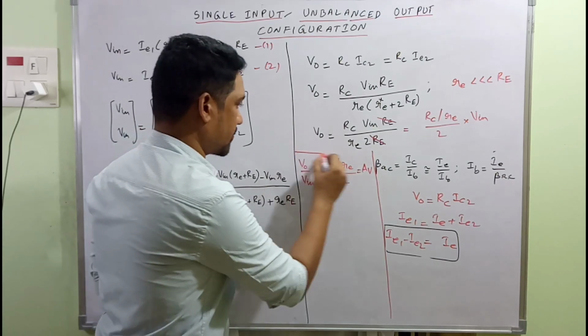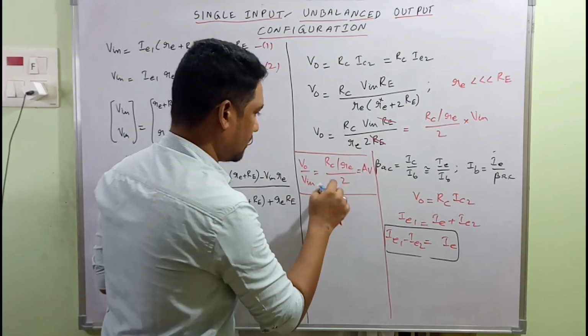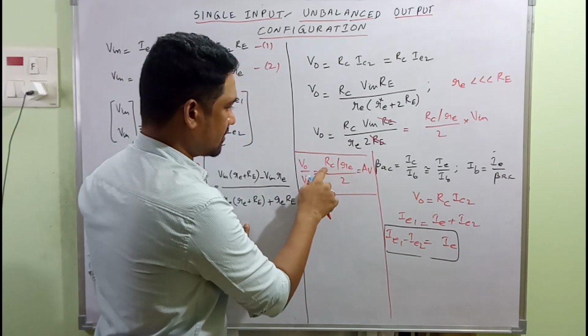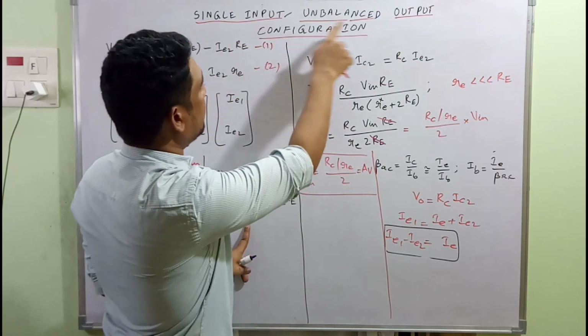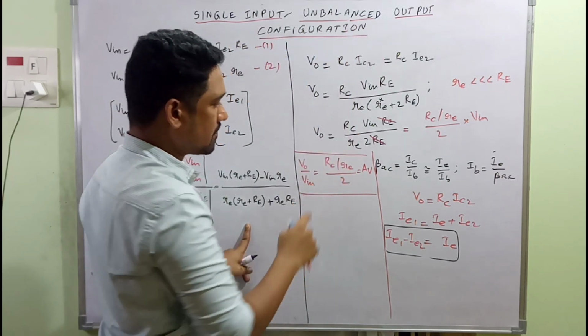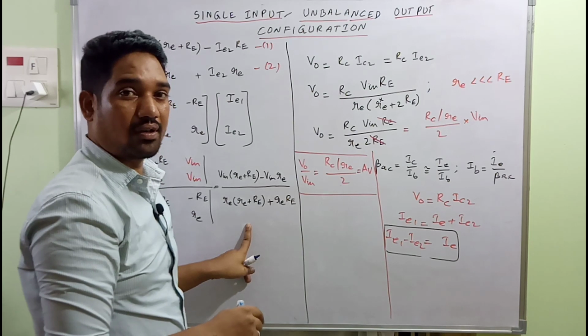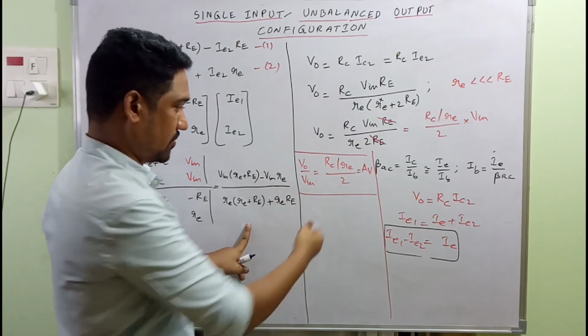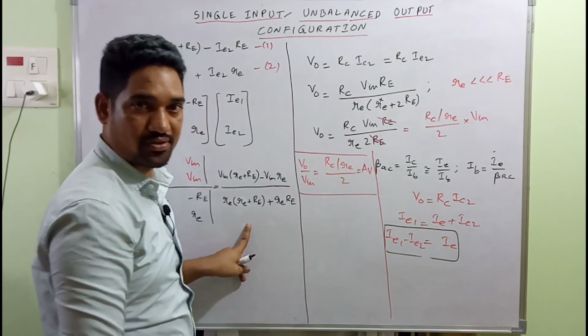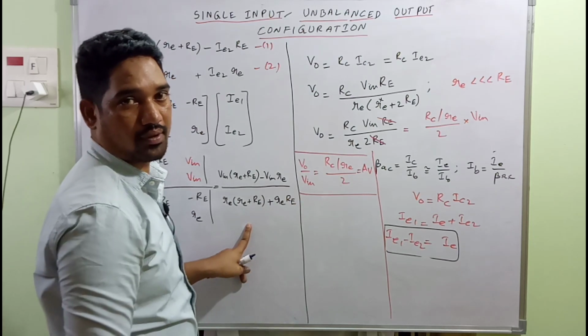This is the important expression. And can you see, I've written intentionally, the voltage gain of single input unbalanced output is half of the voltage gain of dual input balanced output. This is the reason I've written like this, for a more clear picture. Important expression.